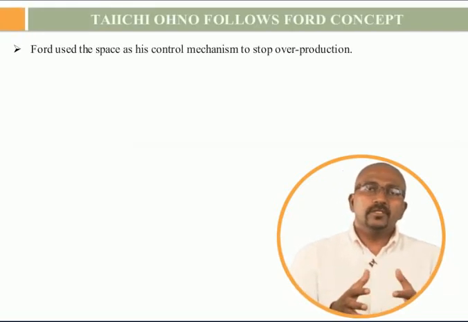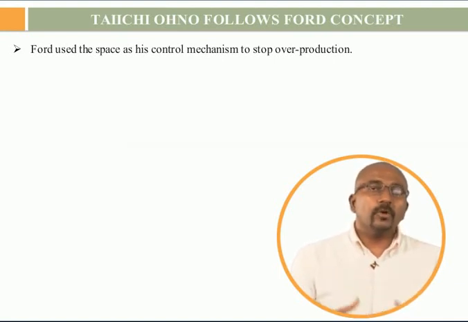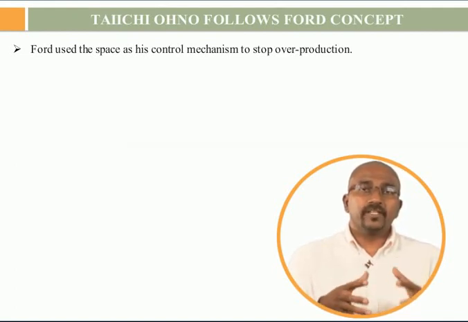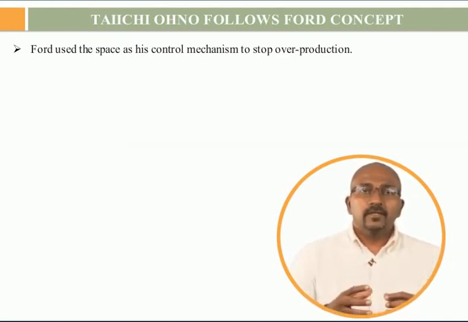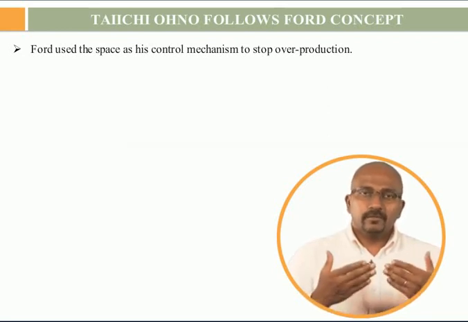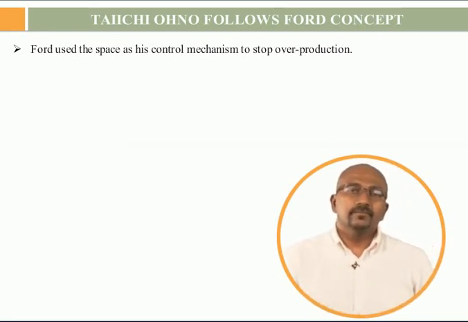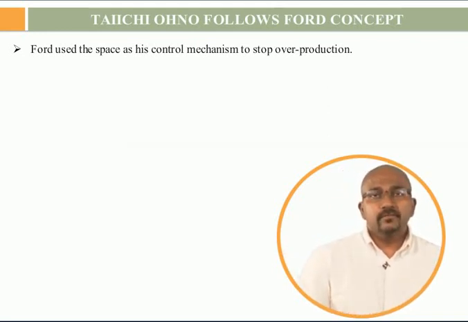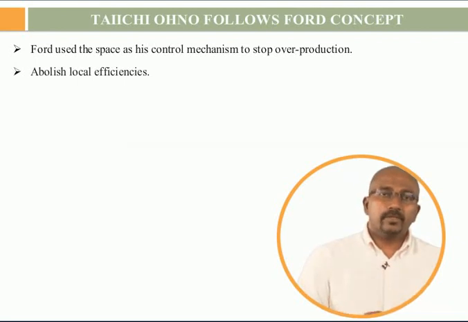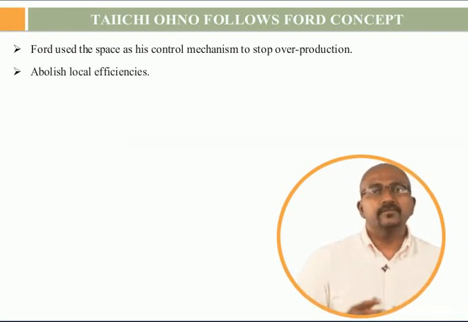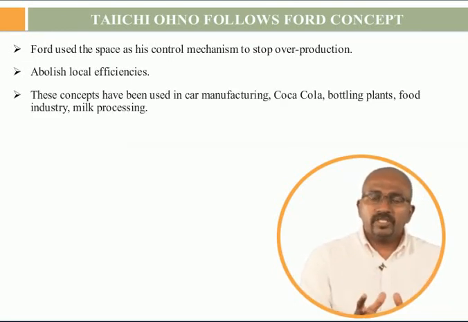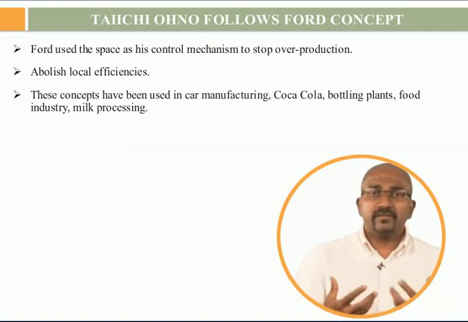Ford used space as his control mechanism to stop overproduction. Because if there's no space, where would the manufacturing station produce and leave the inventory? Increase flow, make sure there's a practical mechanism to control overproduction. And another very important part was to abolish local efficiencies. These were the concepts of flow which Henry Ford developed.